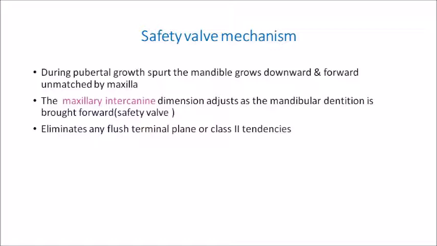So this acts as a safety valve mechanism to compensate for, or catch up with, the increase in growth of the mandible during the growth spurt. This can avoid any flush terminal plane or class 2 tendencies and maintain a proper occlusion. That is what the safety valve mechanism is all about. There is a prolonged time period for the increase in the intercanine dimension of the maxilla, which is the safety valve mechanism, to compensate for the increased growth of the mandible during the growth spurt period. So hereby we conclude the discussion on development of dentition.